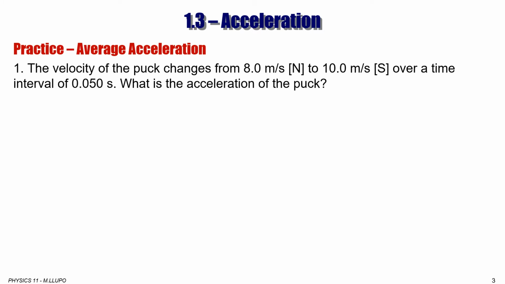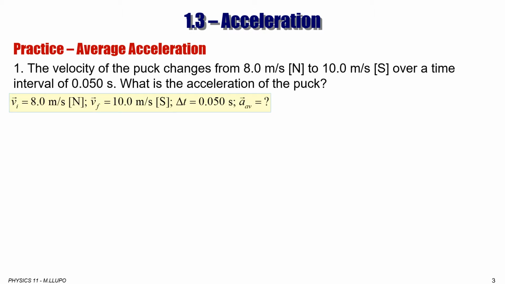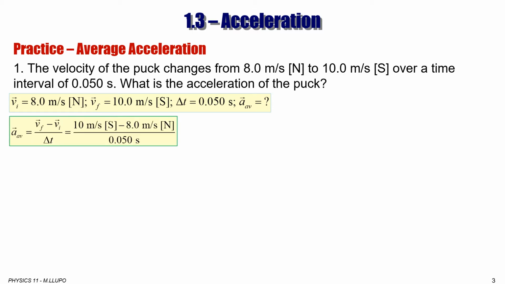The velocity of the puck changes from 8 meters per second north to 10 meters per second south over a time interval of 0.050 seconds. What is the acceleration of the puck? So what is given? V initial is 8 meters per second north, and v final is 10 meters per second south. Interval of time is 0.050, and average acceleration is required. So the formula is average acceleration equals v final minus v initial over delta t.